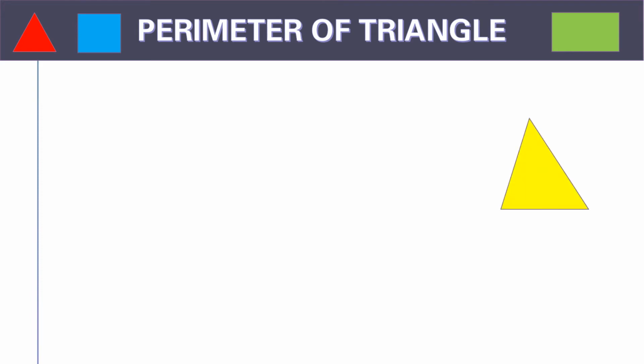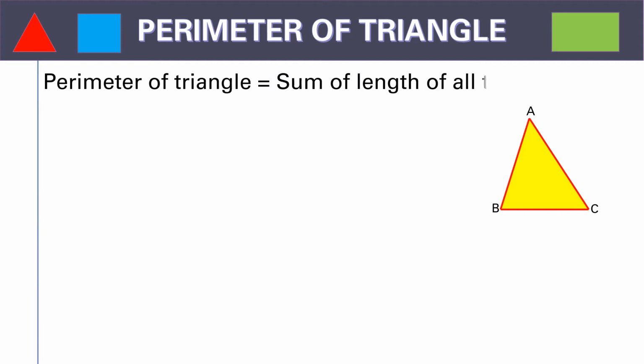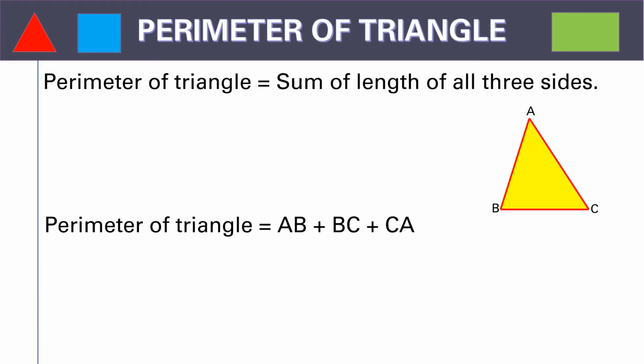Let's start with the triangle. A triangle has three sides, side AB, side BC and side CA. To find the perimeter of a triangle, we add the length of its sides. So perimeter of triangle is equal to sum of length of all sides. Thus, perimeter of triangle is equal to AB plus BC plus CA.